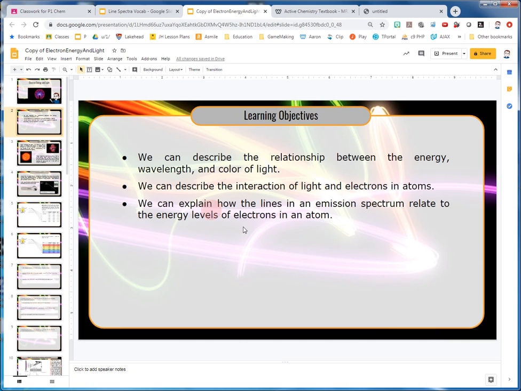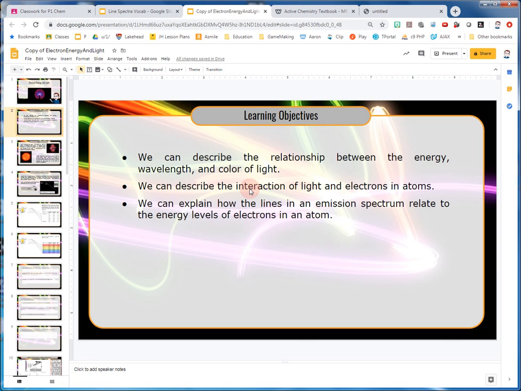Our objectives for this activity: we should be able to describe the relationship between energy, wavelength, and color of light. Turns out if we know two of these things, we can calculate the third thing. And we can describe the interaction of light and electrons and atoms. There's a relationship in there. We got to find it.